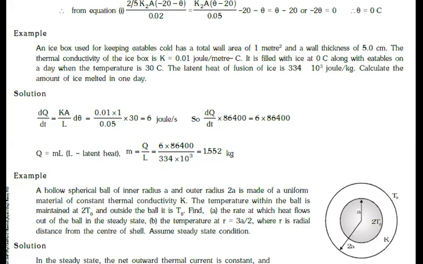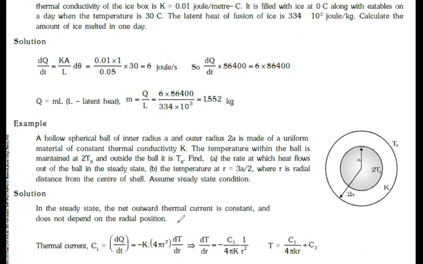Now, when we talk about steady state, we know that the current is fixed. The temperature at r equal to 3A by 2 is somewhere in between, where r is the radial distance from the center of the shell. If you think about it, we will start with the basic definition. Thermal current is C, which is dq by dt. Yes or no, the basic definition, which is equal to minus KA d theta by dr, or dT by dr.